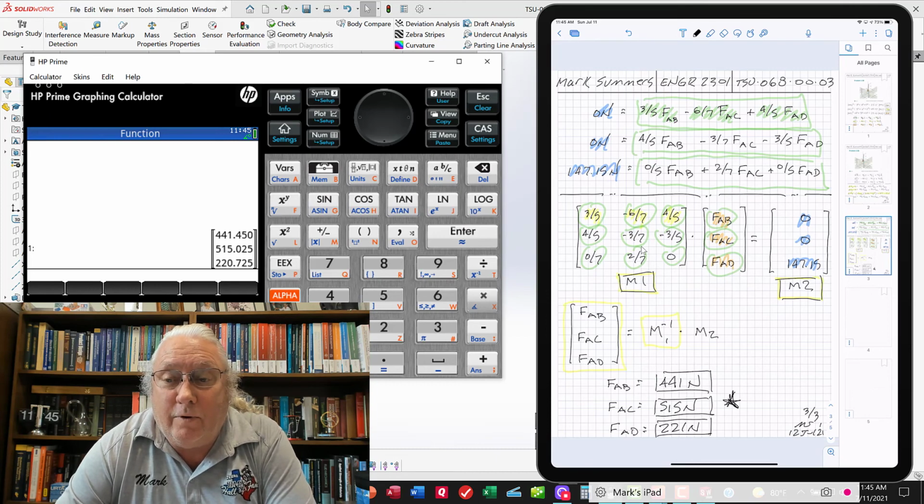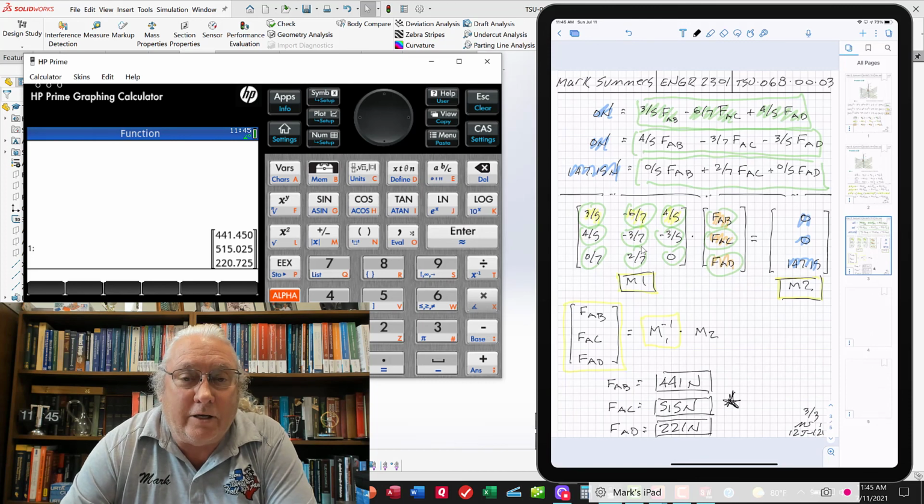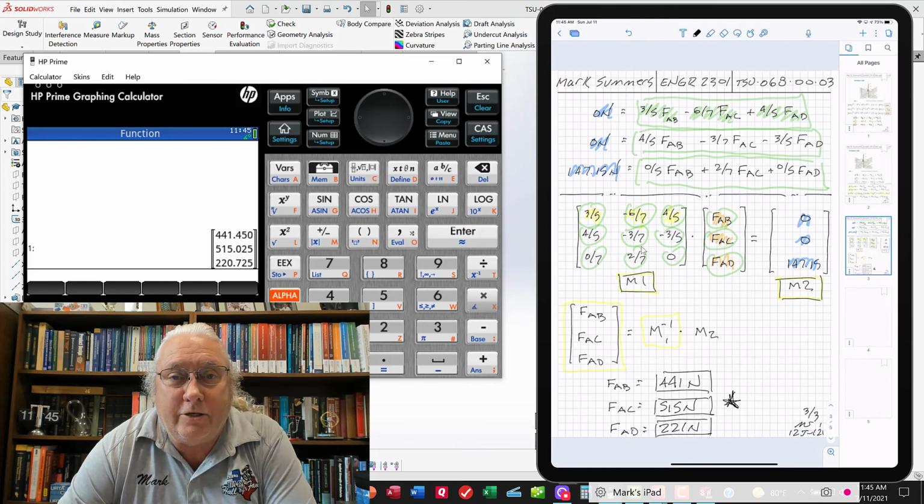So now that we think we've got the solution for the forces in these cables using our traditional hand calculations with this vector analysis, let's go take a look at SolidWorks, and we'll do a simulation in SolidWorks and see if we don't get the same answers.